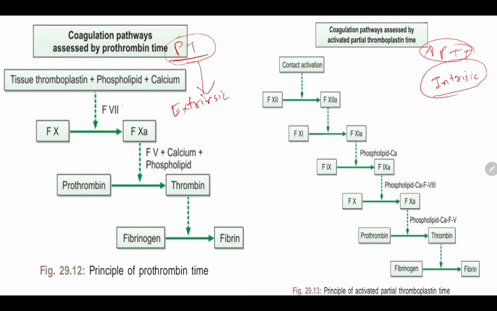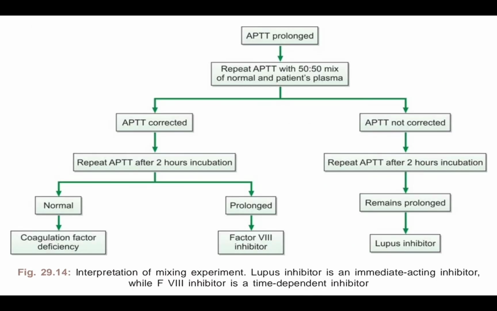Okay, now in PT the factors involved are factor 7, calcium, and factor 10. Then we know the coagulation pathway: prothrombin to thrombin, and thrombin converts fibrinogen to fibrin. While in APTT, as I have already told, it is a long pathway. It includes many coagulation factors, starting with 12, 11, 9, 10. Then the common pathway is there: prothrombin to thrombin, and thrombin converts fibrinogen to fibrin.